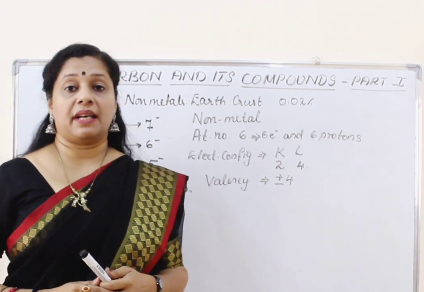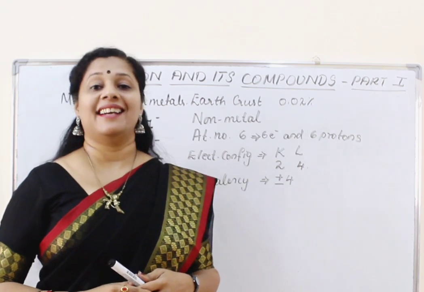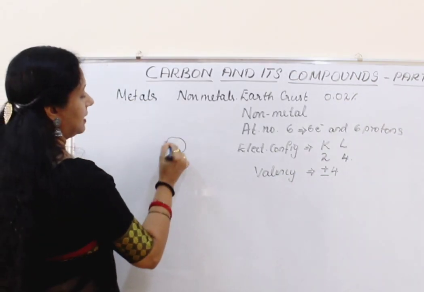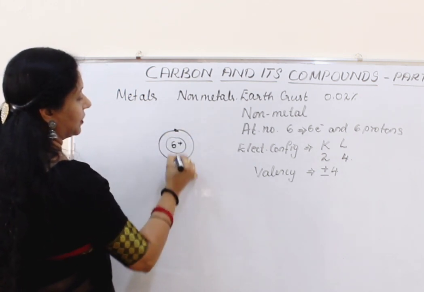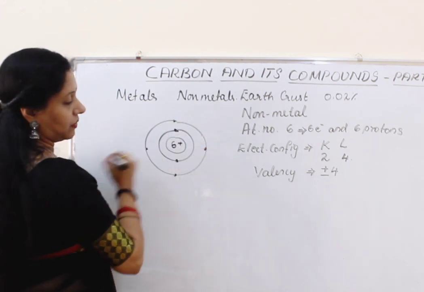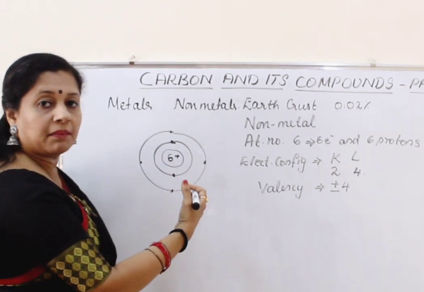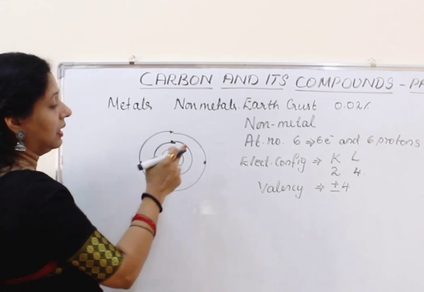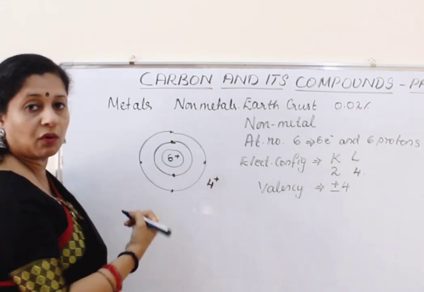Or before going to that, let's see why carbon is not interested in giving or taking electrons. If you see a carbon atom, this is the nucleus with the 6 protons. This is K shell with the 2 electrons, and this is L shell with the 4 electrons. Okay, so valence electrons are 4 in number. If the carbon is giving out 4 electrons to get the noble gas configuration, then what happens? This will become 4 plus charge. It gains 4 plus charge.